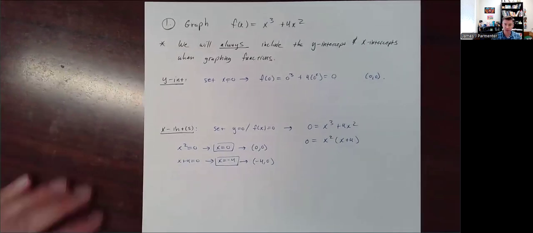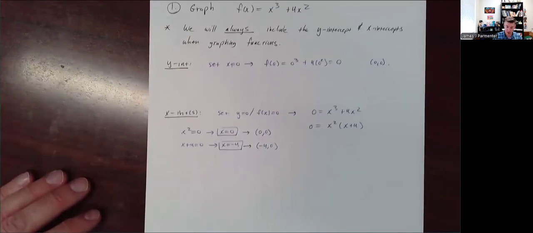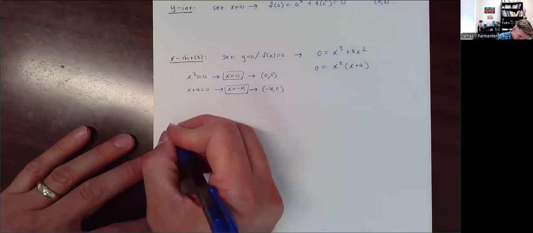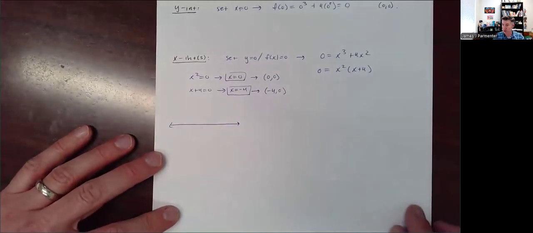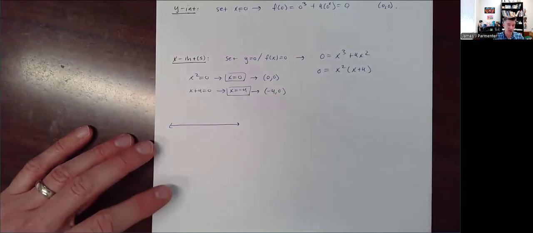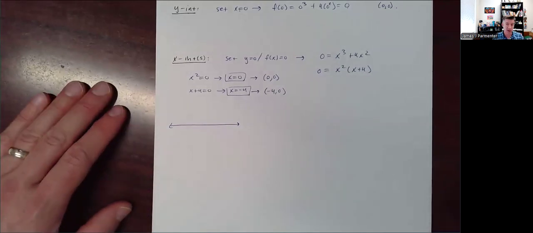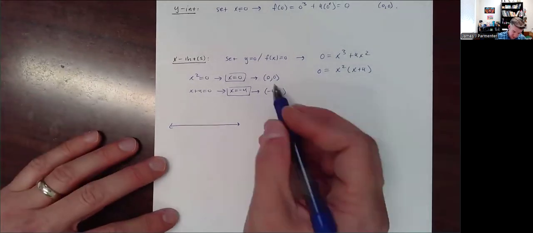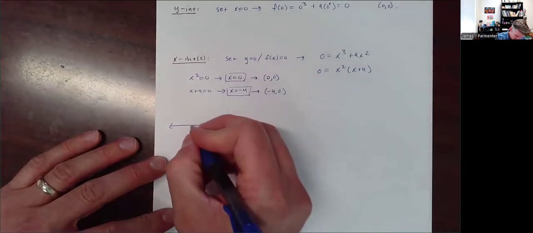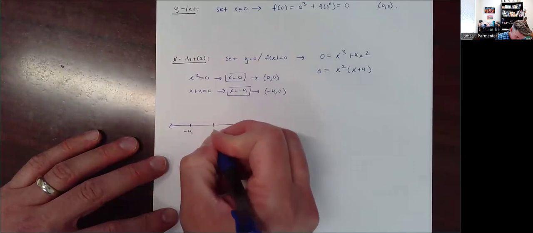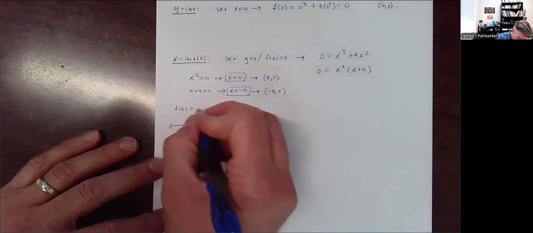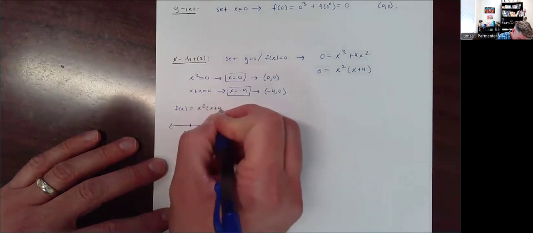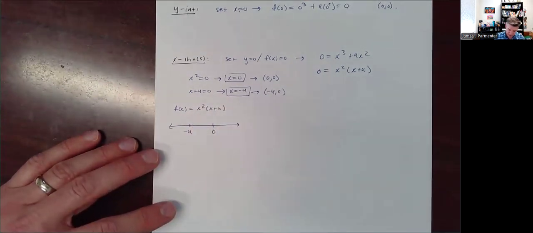Okay. I don't always do this, but I'm going to these first couple times. I'm going to make a sign chart for my graph. So kind of just like we were doing with finding the domain of a function, I'm going to find all the zeros or all the x-intercepts and plot them on the number line. So my x-intercepts were 0 and negative 4. I'm going to look at the fully factored function. So I'm going to look at f of x here being x squared times x plus 4. I'm just going to figure out the sign in each of my intervals.